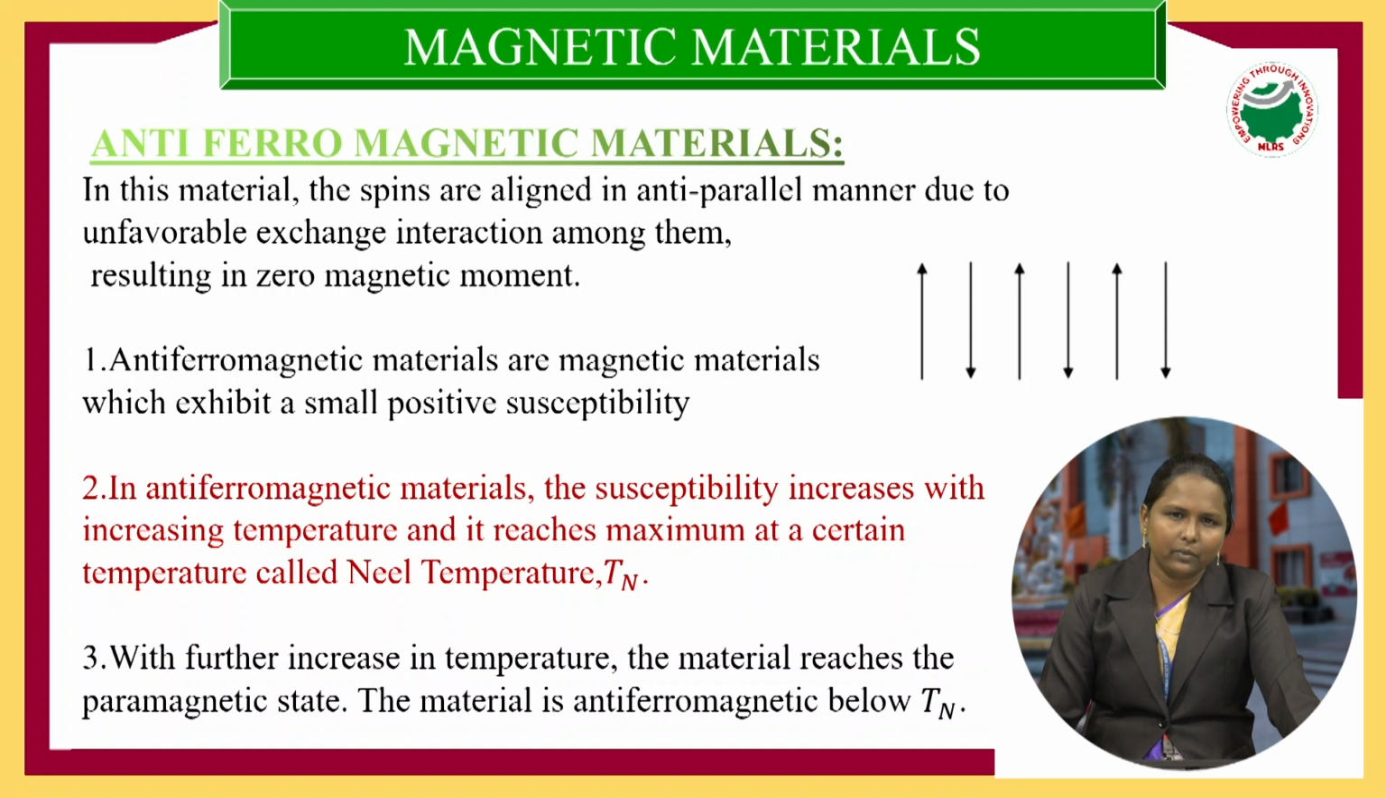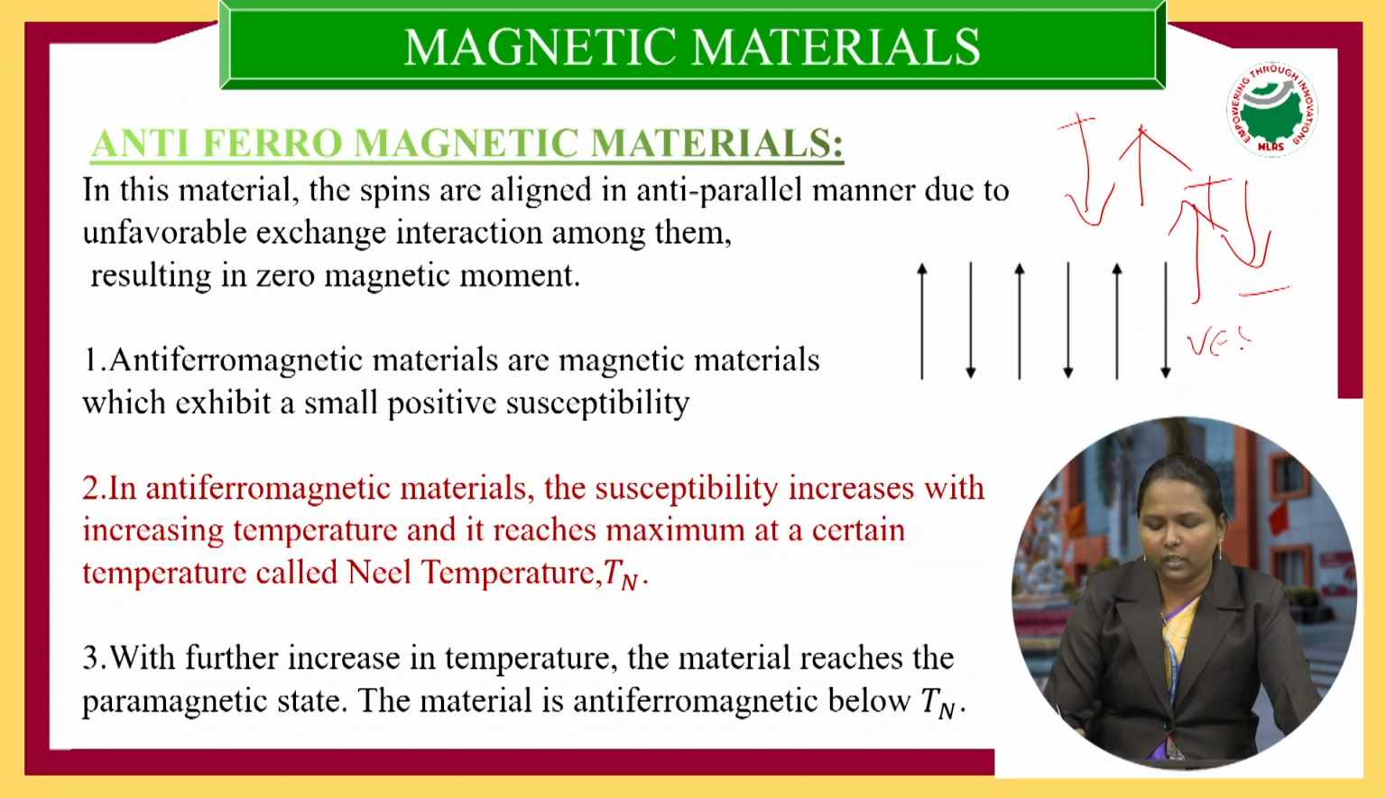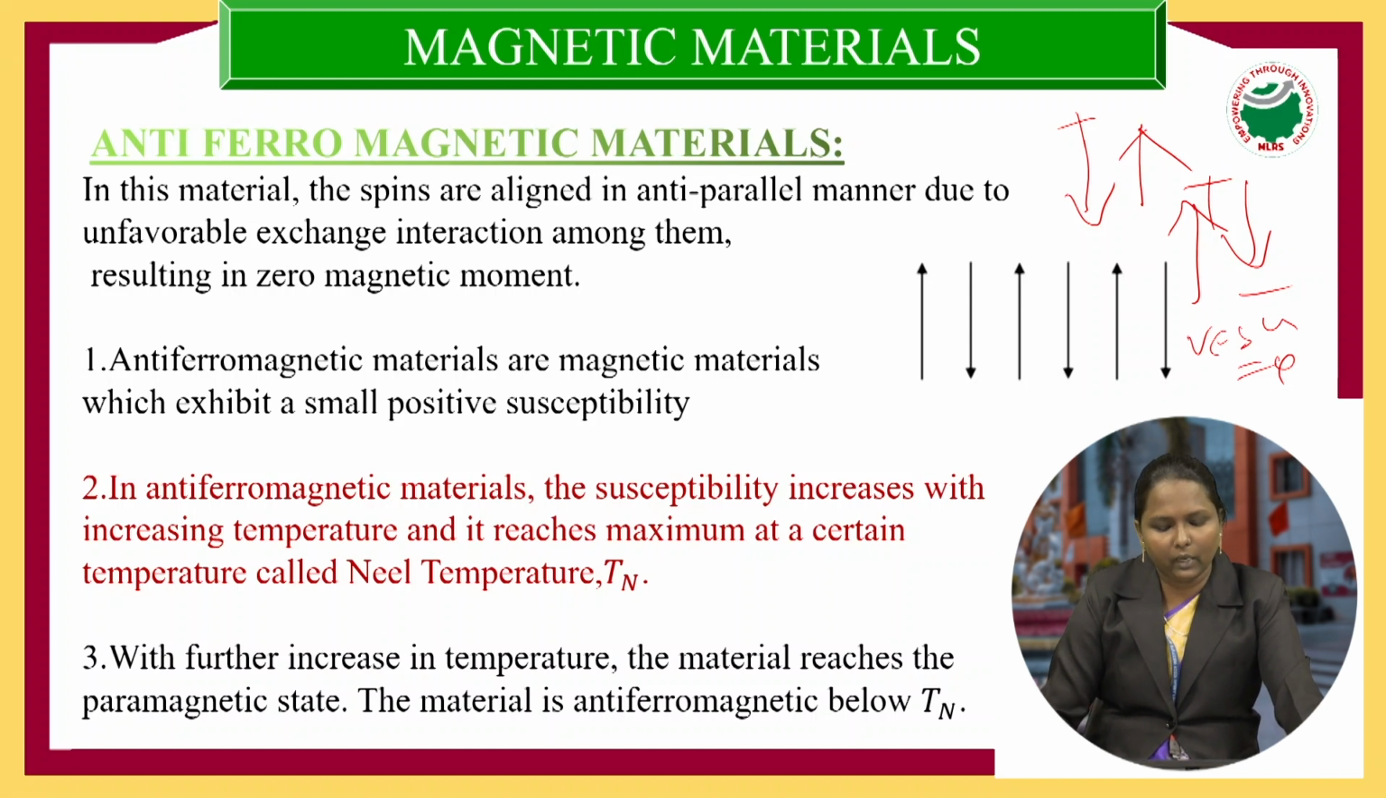As a result, there is no magnetic moment inside the material. Why? Because here the spins are in opposite directions. One spin is positive and another one is negative. Because all spins are cancelled, the resultant magnetic moment is 0. But the antiferromagnetic materials exhibit a small positive susceptibility. There is a susceptibility value although the magnetic moment is 0.